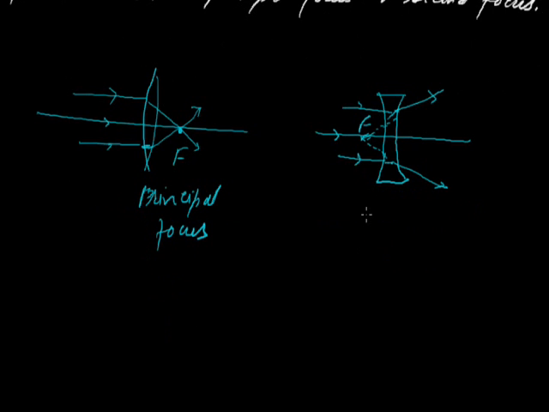In the case of a convex lens, the principal focus is real, but in a concave lens it is virtual, because the rays do not actually meet at a point, they only appear to diverge from the point. Here f is virtual, here f is real.